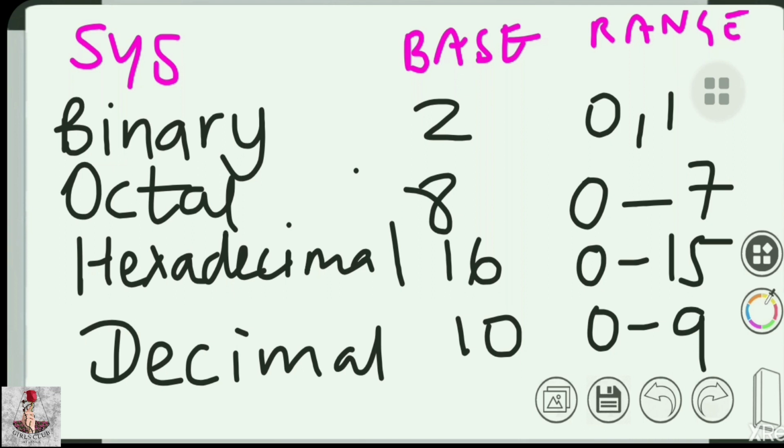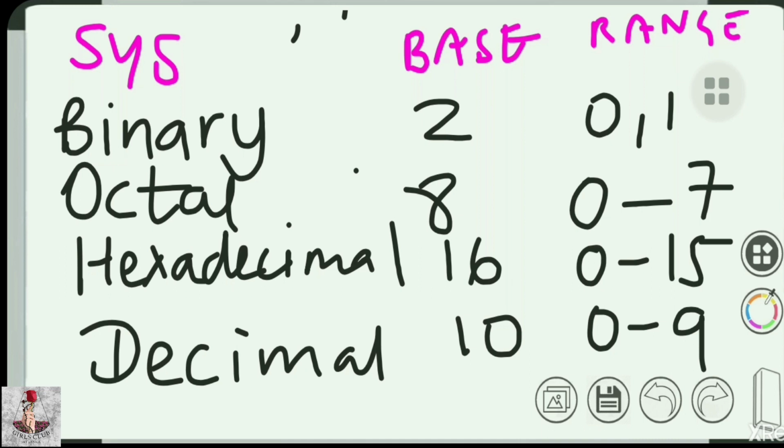In the binary system, the base number is 2. The range of that system is 0 and 1. In octal, the base number is 8, range is 0 to 7. In the hexadecimal system, base number is 16, the range is 0 to 15. In the decimal system, base number is 10, range is 0 to 9.